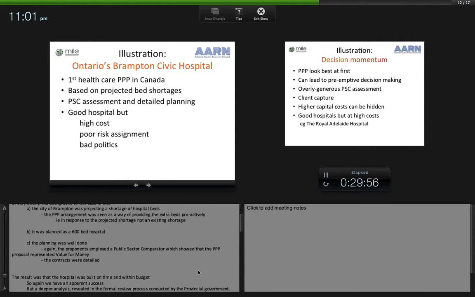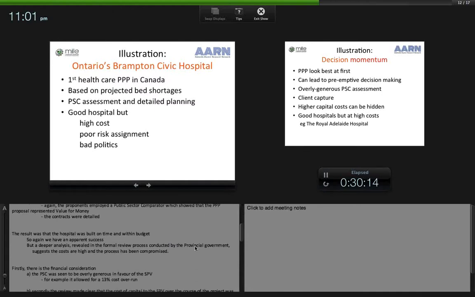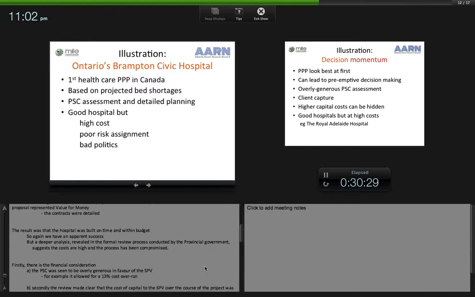Again, the proponent employed the public sector comparator, which showed that the PPP proposal represented value for money. The contracts that were written were detailed, and the result was that the hospital was built on time and within budget. So again, we have an apparent success, but a deeper analysis revealed in the formal review process conducted by the provincial government suggests that the costs have been high and the process has been compromised.